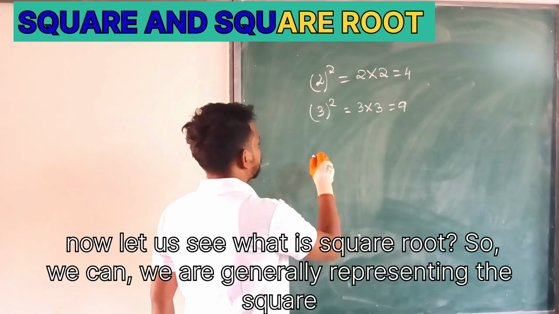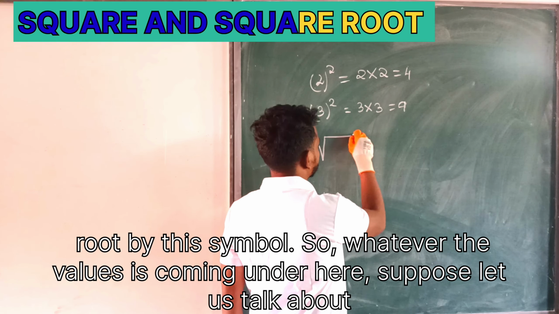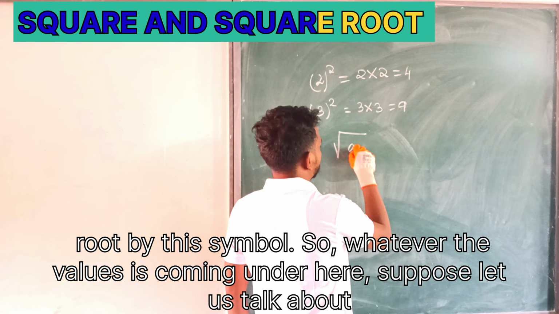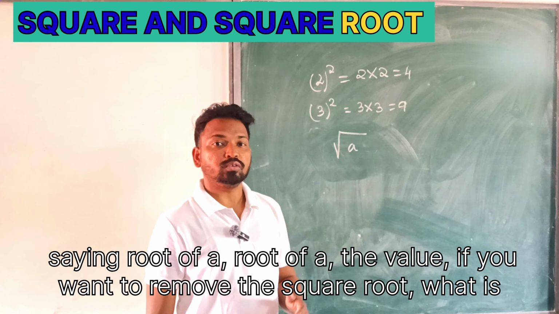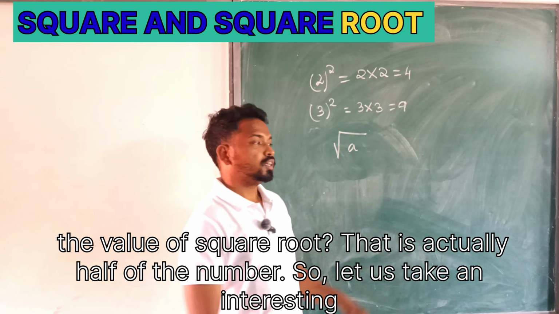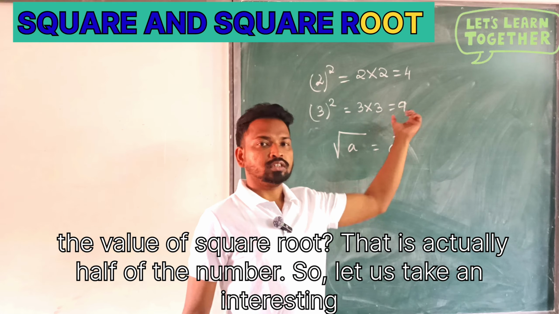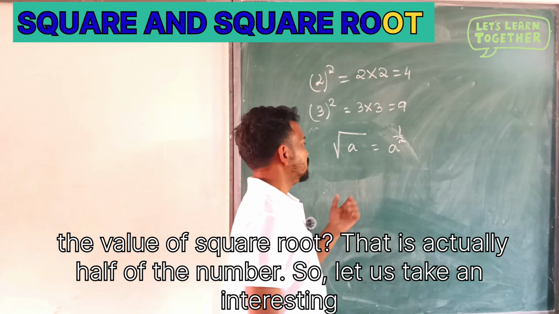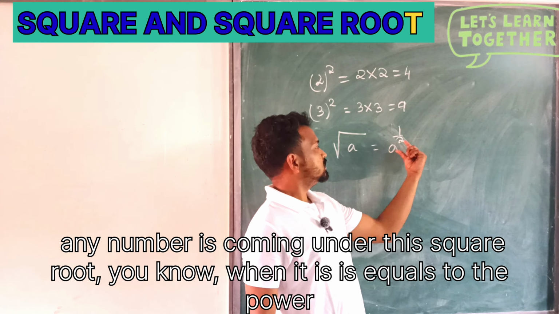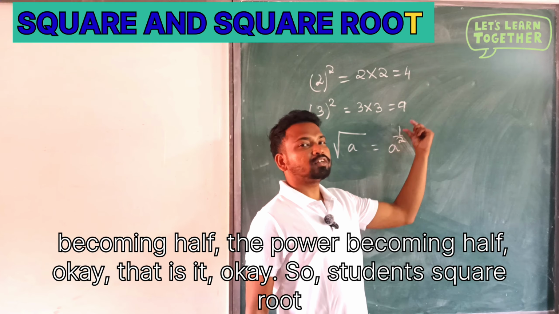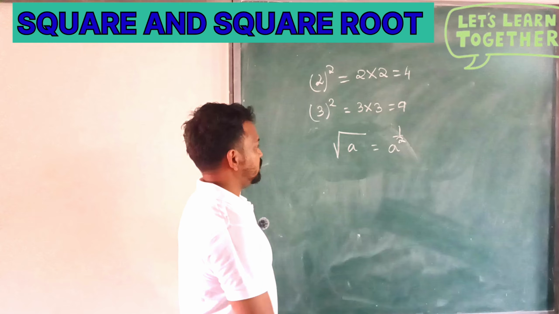We generally represent the square root by this symbol, root over a. If you want to remove the square root, what is the value of the square root? It is actually the power becoming half. Whenever any number comes under this square root, its power becomes half. Okay, fine.